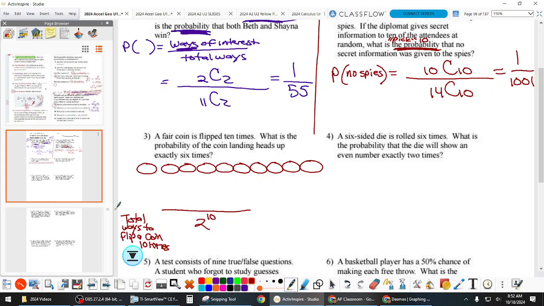Okay? And the reason why is because I'm not choosing anything. I'm just doing a process over and over again 10 times. Does that make sense? We're not picking a certain number from a certain other number. It's just, let's do this 10 times. So there's 2 to the 10th ways to flip a coin. Just like last week, when I asked what's the probability of flipping tails, tails, heads, heads, tails, tails. It's 2 to the 7th. Okay?